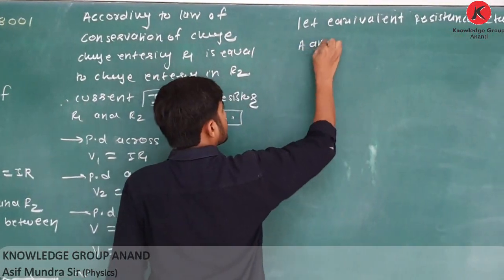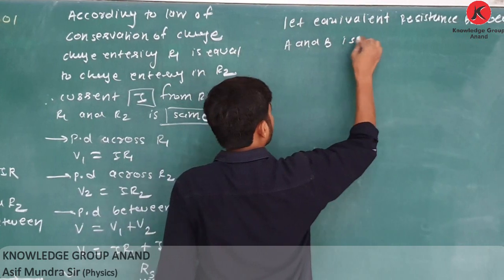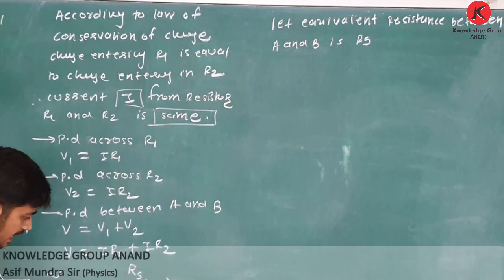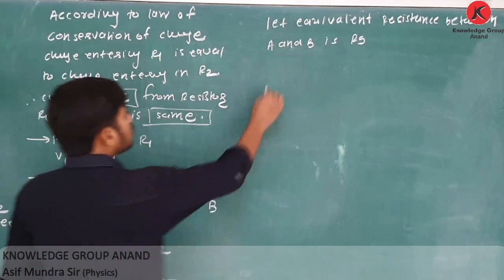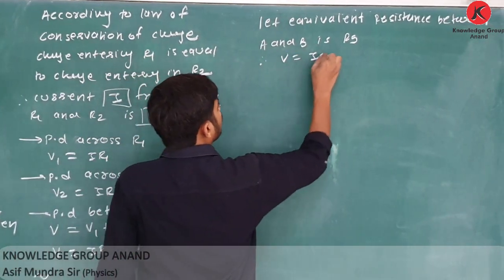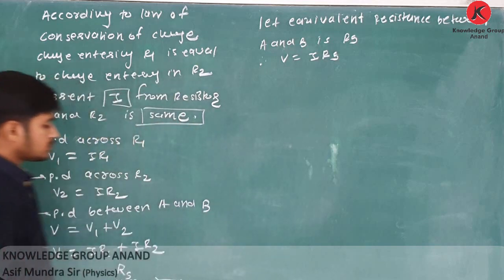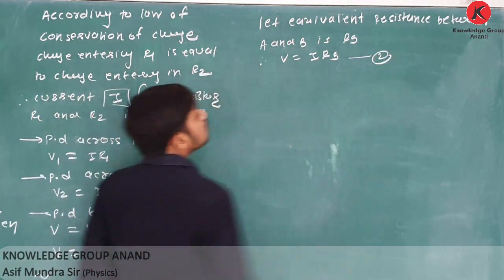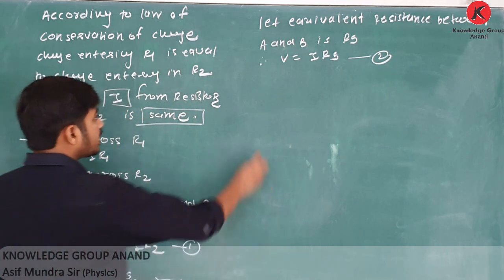Between A and B is RS. Then RS, I and V. What is the relation between them? We can write, yes, V is equal to I RS. Okay, so yes, it is equation number 1. It is equation number 2. Compare these two equations. What will we get?